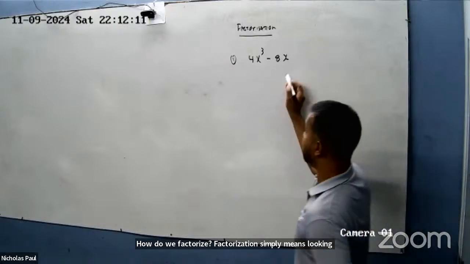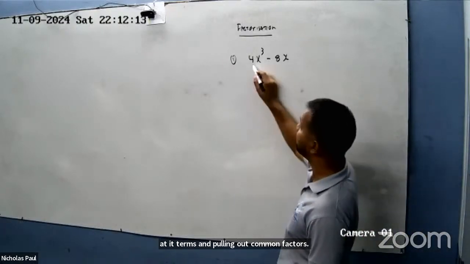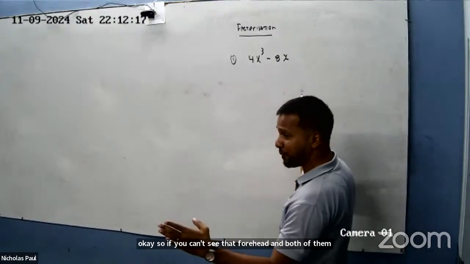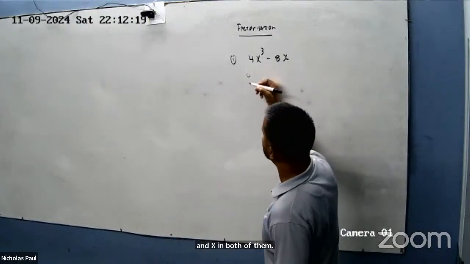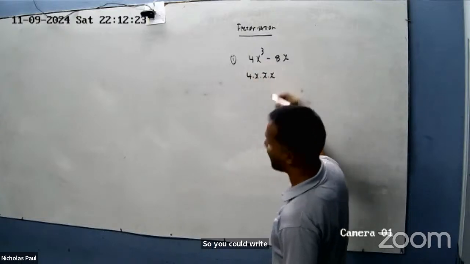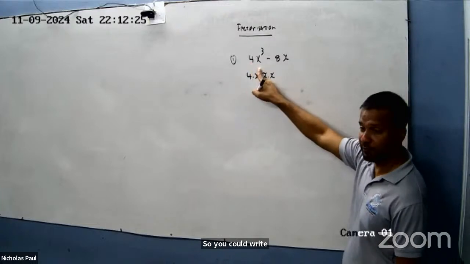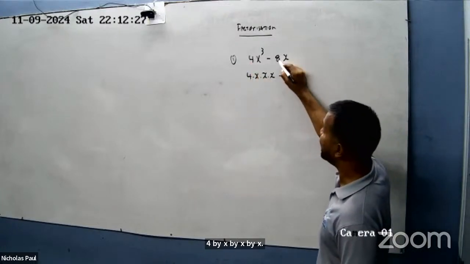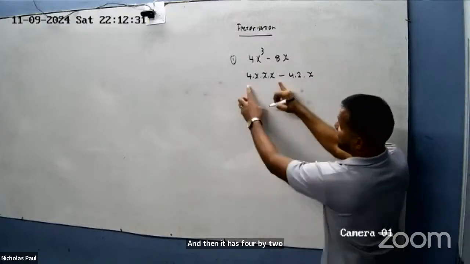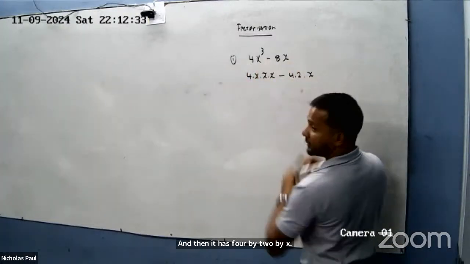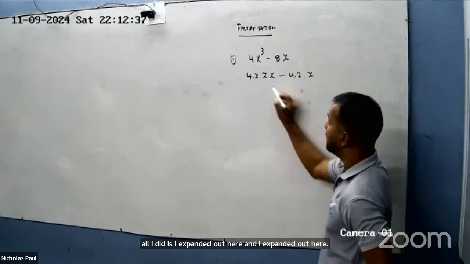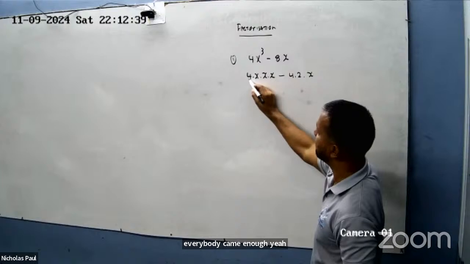Okay? So if you can't see that 4 in both of them and x in both of them, you could expand it out. So you could write 4 by x by x by x. That's 4x cubed, right? And then 8 is 4 by 2 by x. So all I did is I expanded out here and I expanded out here. Everybody okay with that? Yeah? Now, what do they both have in common? They both have a 4 in common.